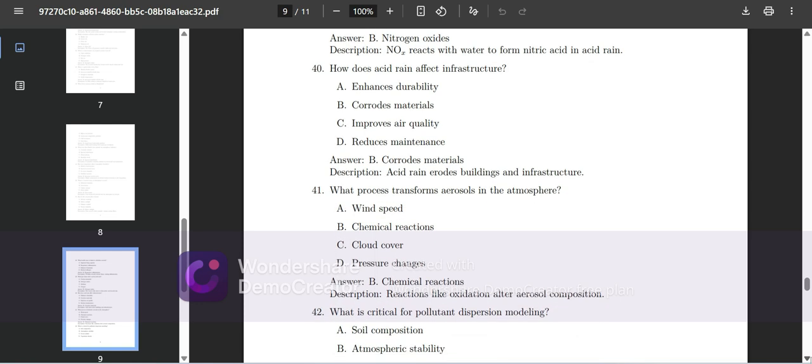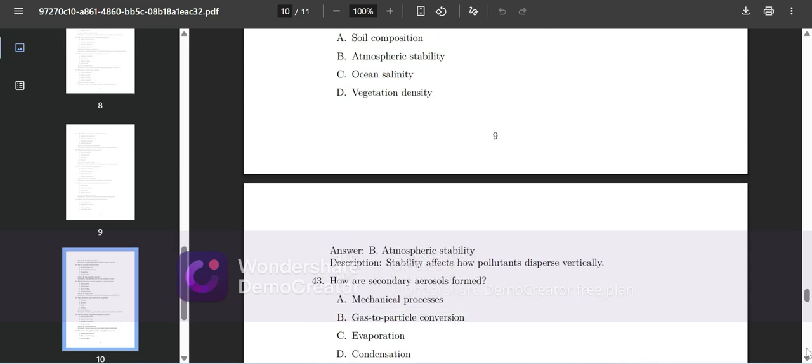What process transforms aerosols in the atmosphere? Chemical reaction.